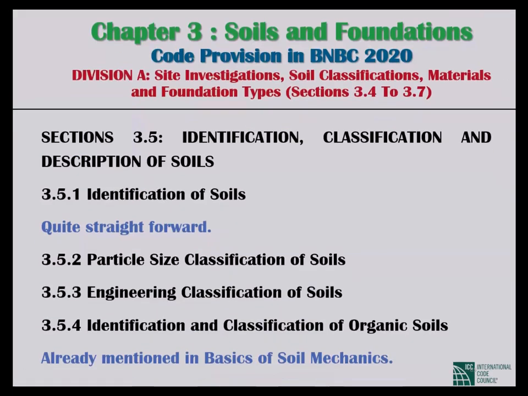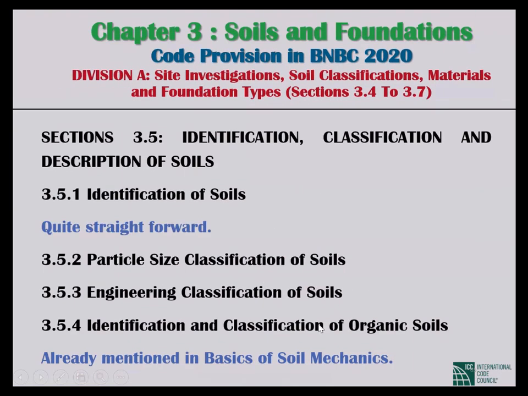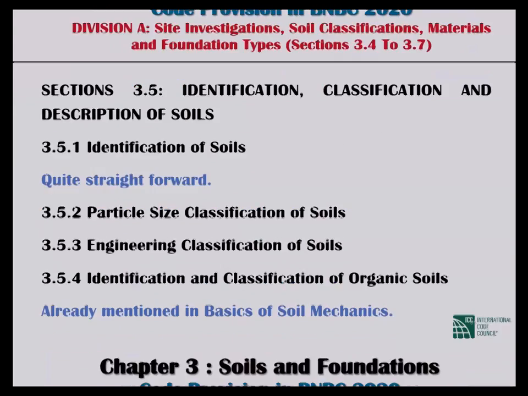So in section 3.5, this is the identification of soil. It is quite straightforward. I told you before, if you go for field identification tests, you have to take dry strength, plasticity, all these things. You'll get it from here. Particle size classification, we have already done it. Engineering classification, we have already done it. Identification of organic soil, we have already done it. We have to determine it. It is also suggested in BNBC.